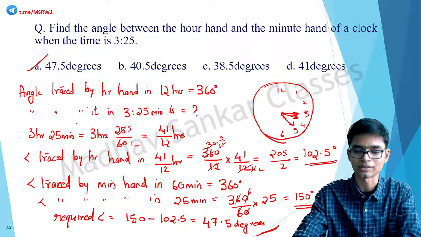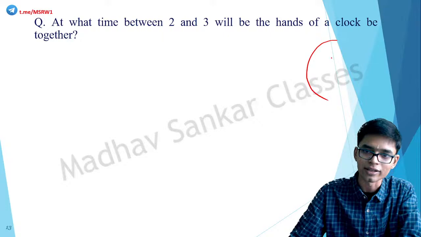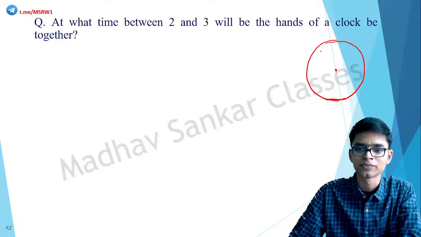Next question. At what time between 2 and 3 will the hands of a clock be together? Okay, so between 2 p.m. and 3 p.m., at what time will the hands be together? So again, usually people blunder here. Or say between 2 a.m. and 3 a.m., whatever it is. It is just given 2 o'clock and 3 o'clock. So 1 hour anyway. So usually we might think that it would be at what?